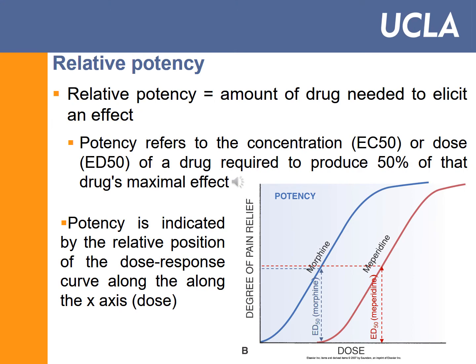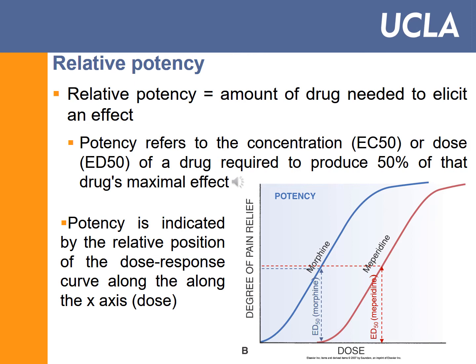Now, potency on the other hand, the relative potency, is the amount of the drug needed to elicit an effect. Again, if you're looking at this dose-response relationship, the potency is going to be indicated by the relative position of the dose-response curve along the x-axis, because this is the amount of drug needed to elicit an effect.